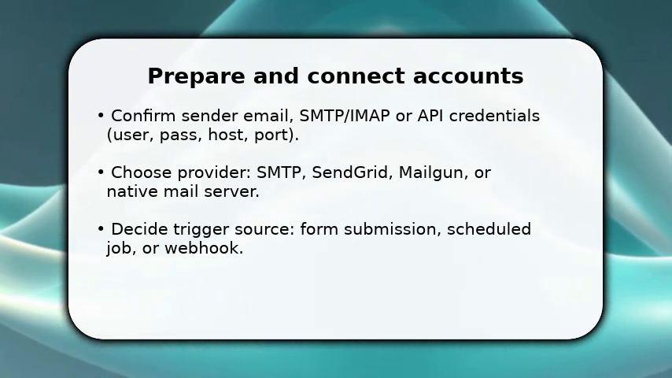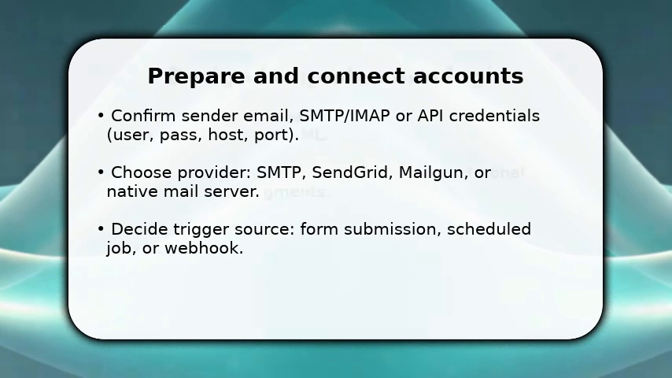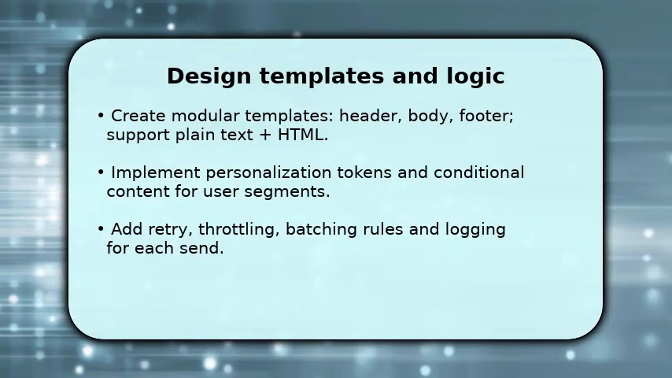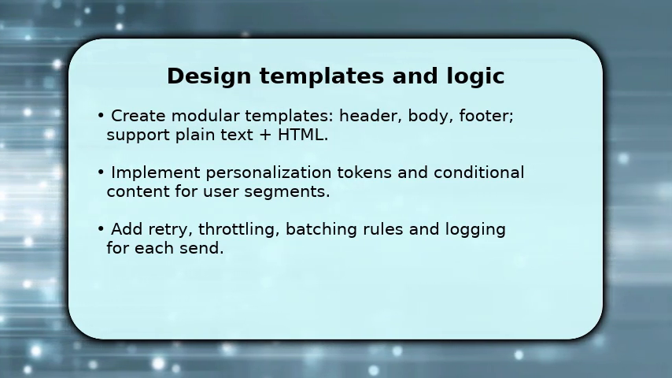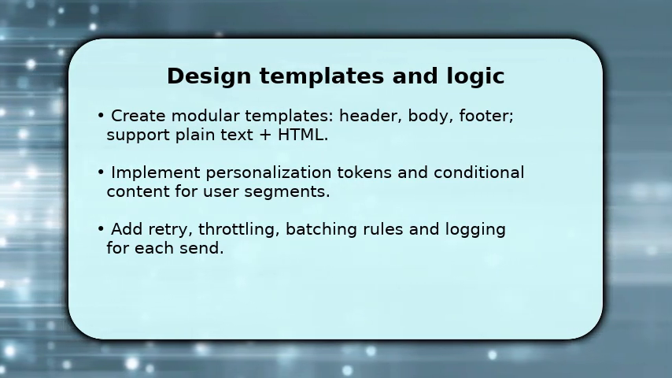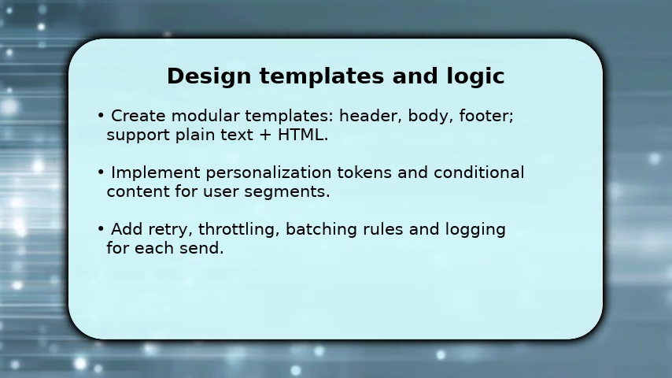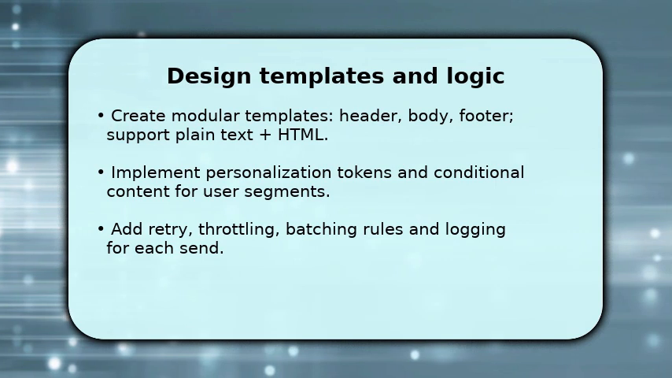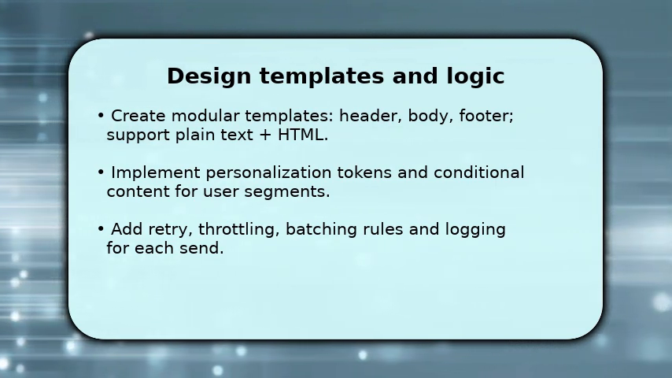You now design the template and the routing logic. Build modular header, body, and footer blocks so updates are quick and predictable. Use personalization tokens for names, order numbers, and conditional content to tailor each message. Then implement sending rules, retries for transient errors, throttling to respect provider limits, and batching to optimize throughput.